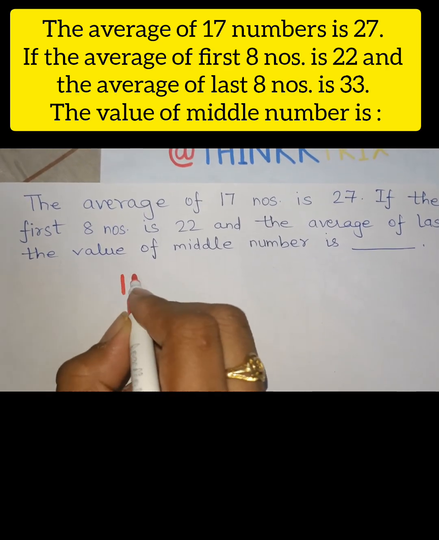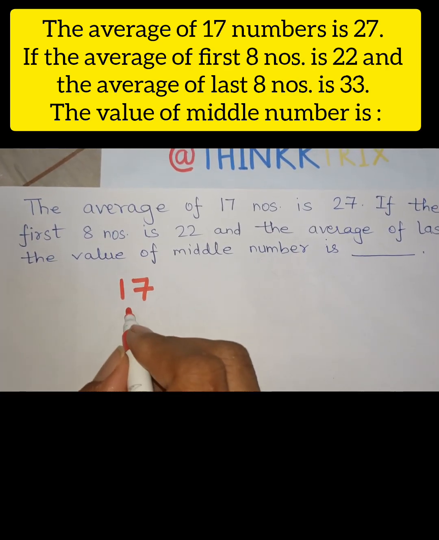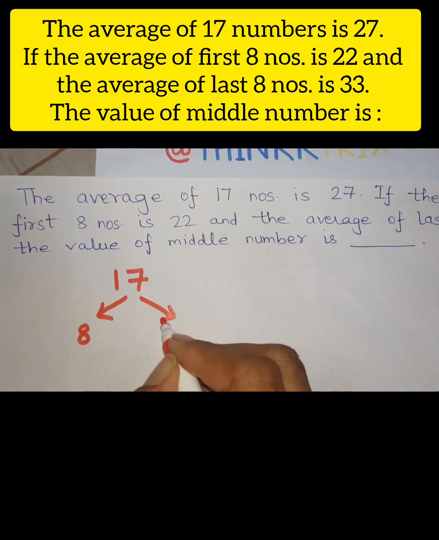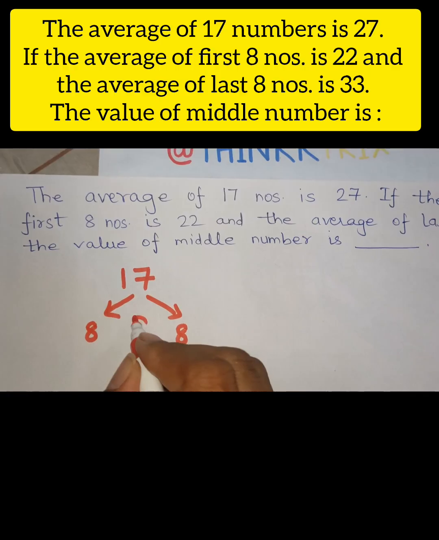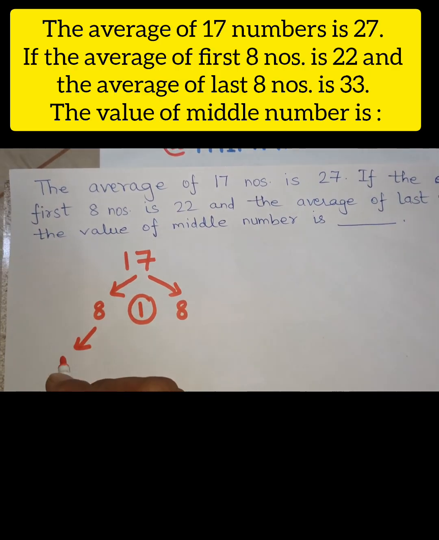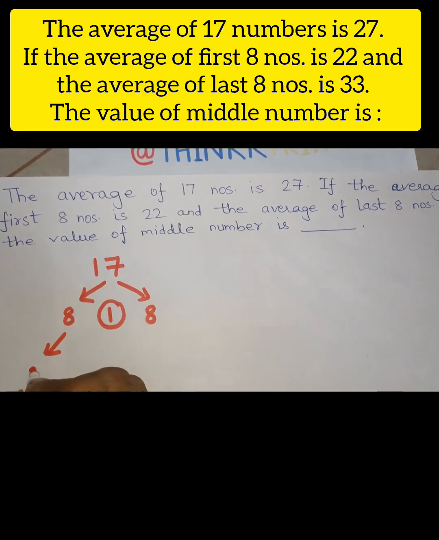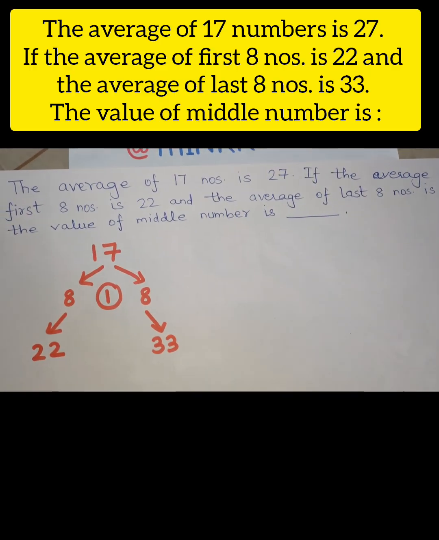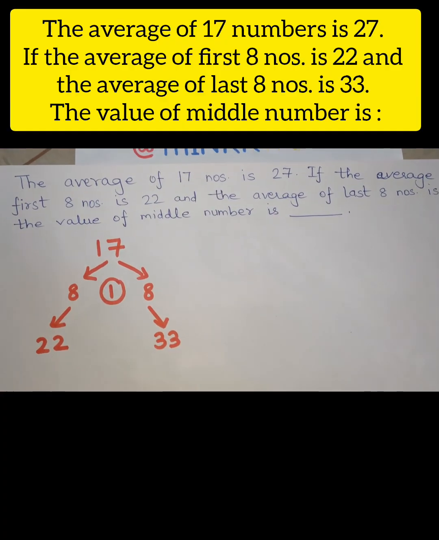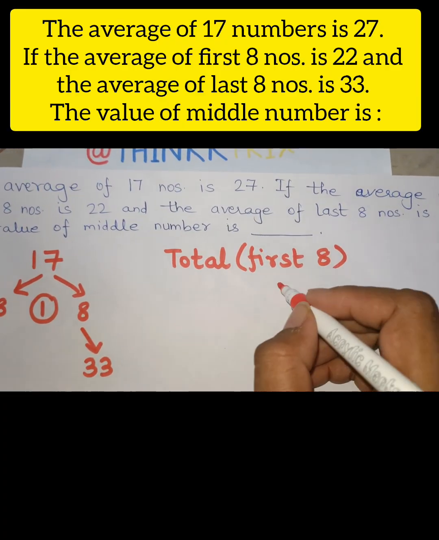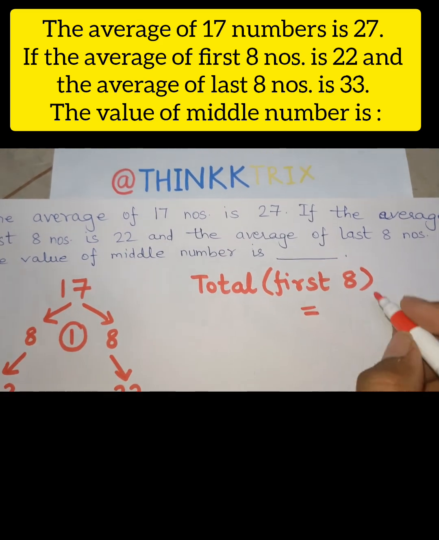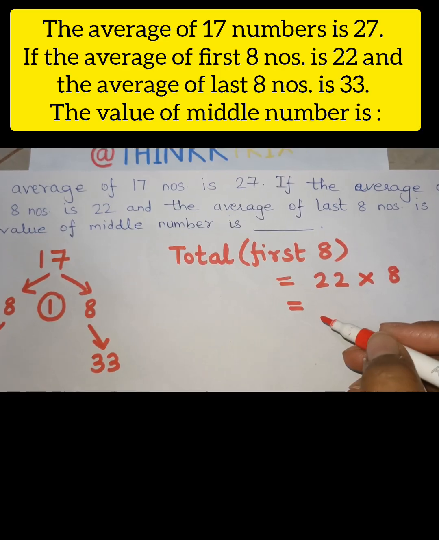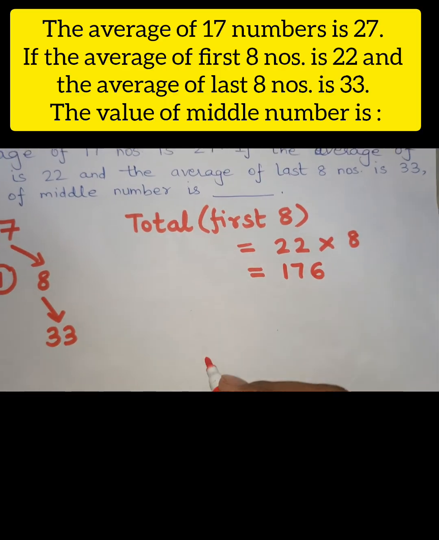We have a total of 17 numbers. As instructed in the question, these 17 numbers are split into 3 parts: the first 8 numbers, the last 8 numbers, and then this one value which is there in the middle. First, the average of the first 8 numbers is 22. The average of the last 8 numbers is 33. Now we want to find out what this missing number is. We want to find the total of the first 8 numbers. What I will do is multiply the average of the first 8 numbers, which is 22, with the count, which is 8, giving 176.